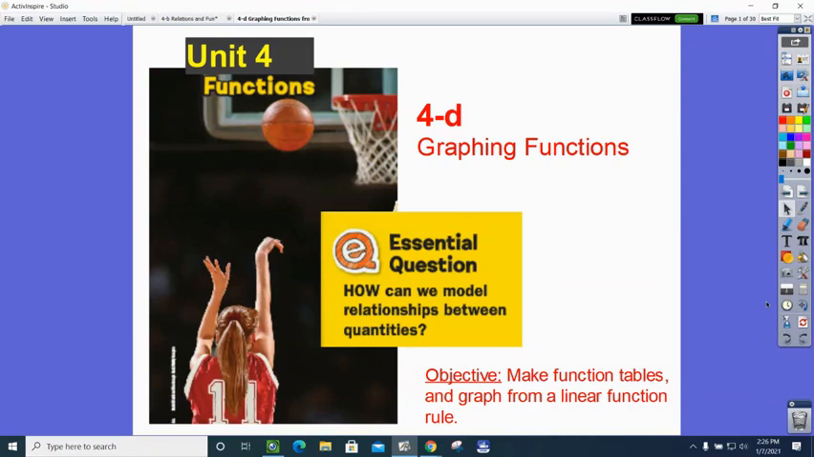So today we're going to get back to graphs, and we're going to learn how to take those function tables from our last section and make a graph. So we're going to take a rule, make a table, and then graph our linear functions.